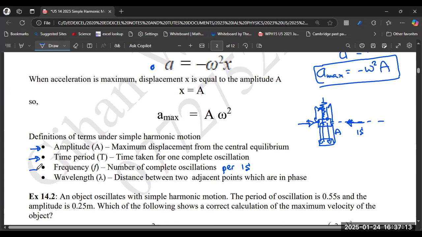Then the next one, the wavelength. Wavelength is the distance between two adjacent points which are in phase. Is it valid to simple harmonic motion? Actually, simple harmonic motion would not cause any wavelength. But if we plot the graph of simple harmonic motion displacement, it will lead us to an idea of a wavelength, but it's not 100% related. Don't relate it to simple harmonic motion, but just remember that there is something like this.